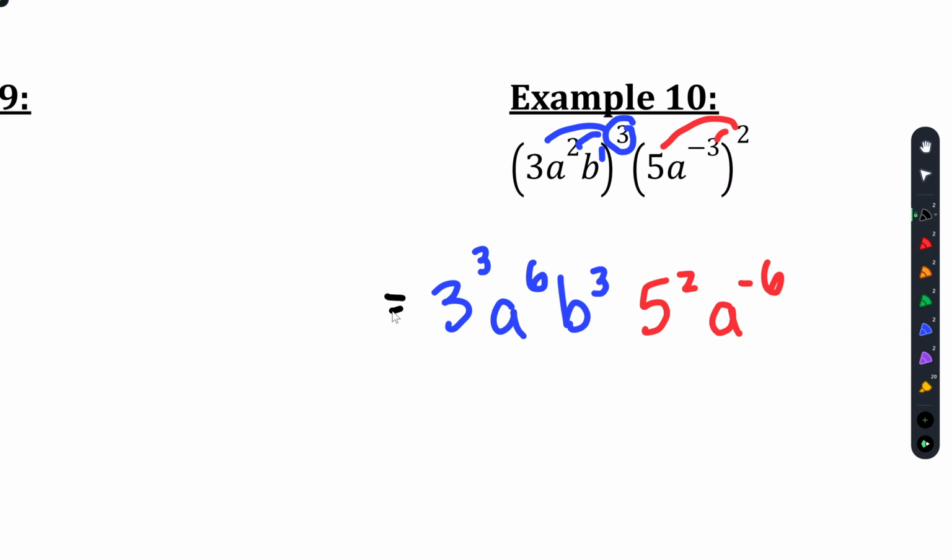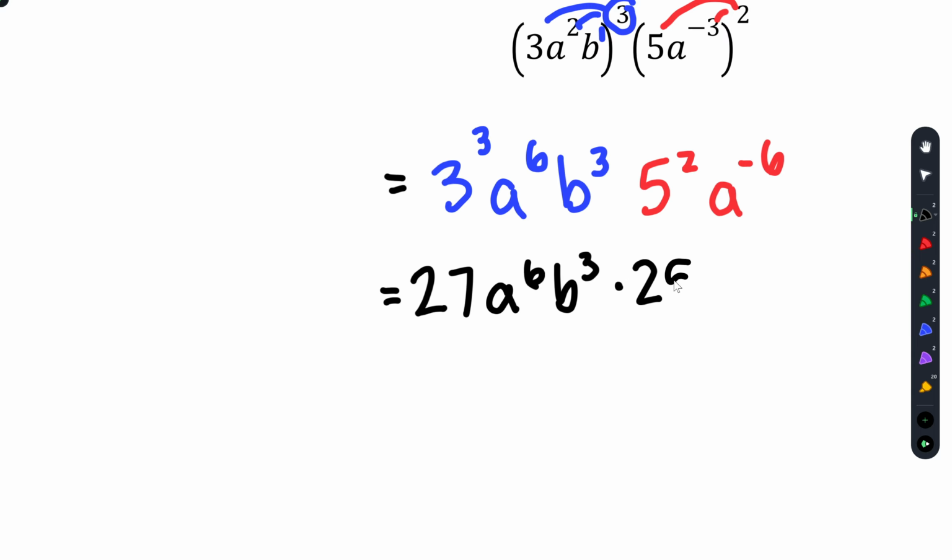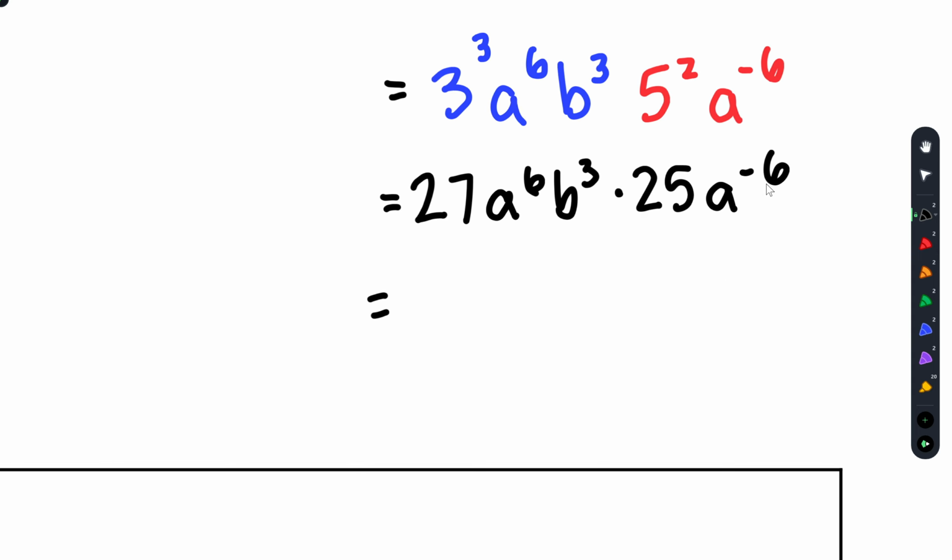Help me with the simplifying now. 3 becomes 27 and a to the 6th and b to the 3rd. Okay. Then what? 5 to the 2nd can become 25. And then a to the negative 6. Perfect. Next simplifying step. What else can be simplified in here?